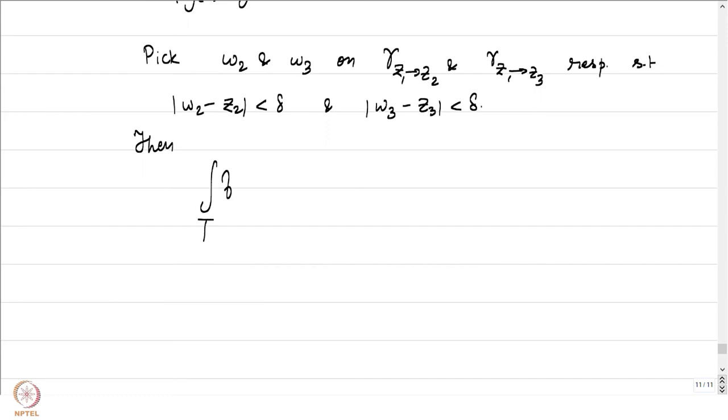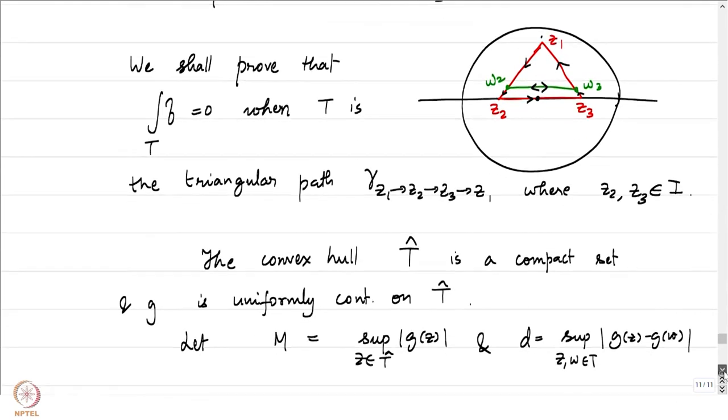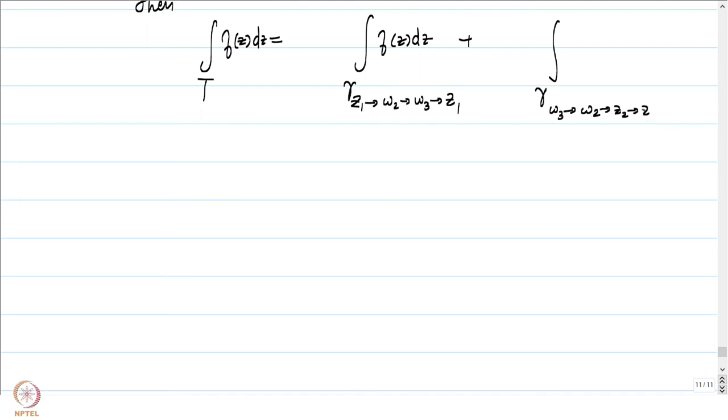Then the integral of f over T is going to be equal to the integral of, where is the picture? The picture is this. This is the triangle z1, z2, z3. By breaking it up, we can go along this triangle and then along this particular quadrilateral. The green line, the integrals cancel off and we will be able to get back the integral over the triangle itself. So, writing it down, we have the integral of f over T is the integral of f over the following parts: z1, w2, w3, z1, this triangle, plus the integral over gamma w3 to w2 to z2 to z3 to w3, the polygonal path of f(z) dz.